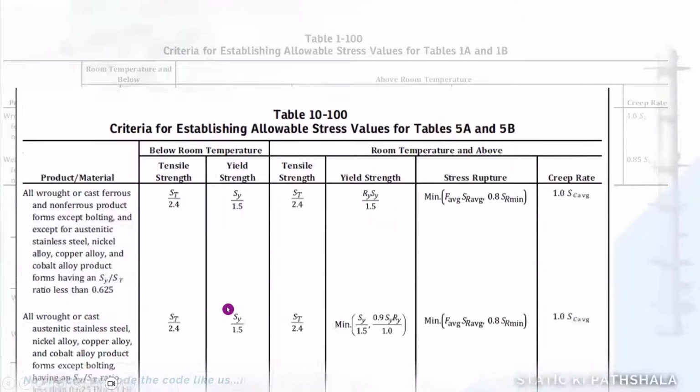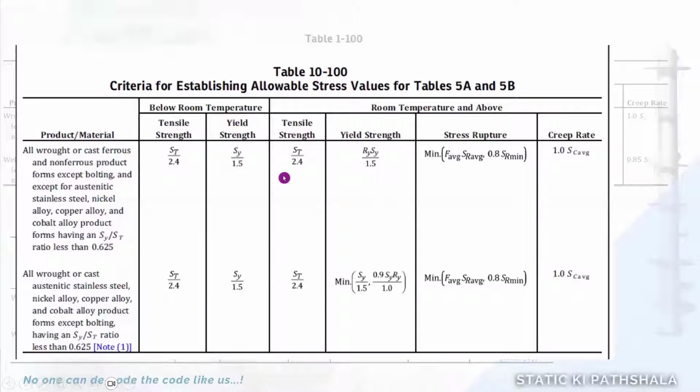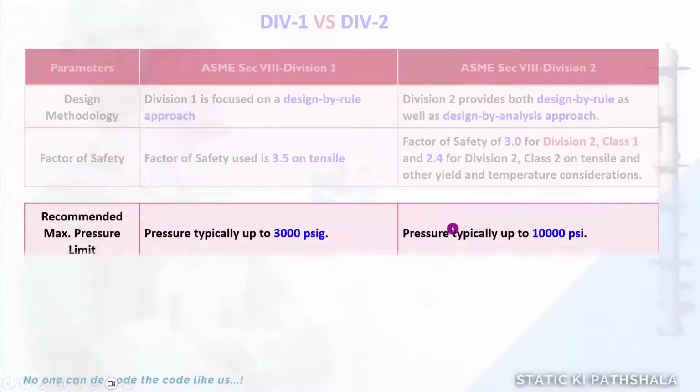And when we are dealing with a class 2 vessel, we have to refer to this table. Here you can see the factor of safety mentioned on tensile strength is 2.4. So in short, the allowable strength or allowable stress for a division 2 vessel will be higher as compared to division 1. So technically the thicknesses would be lesser if we design it with the help of division 2.